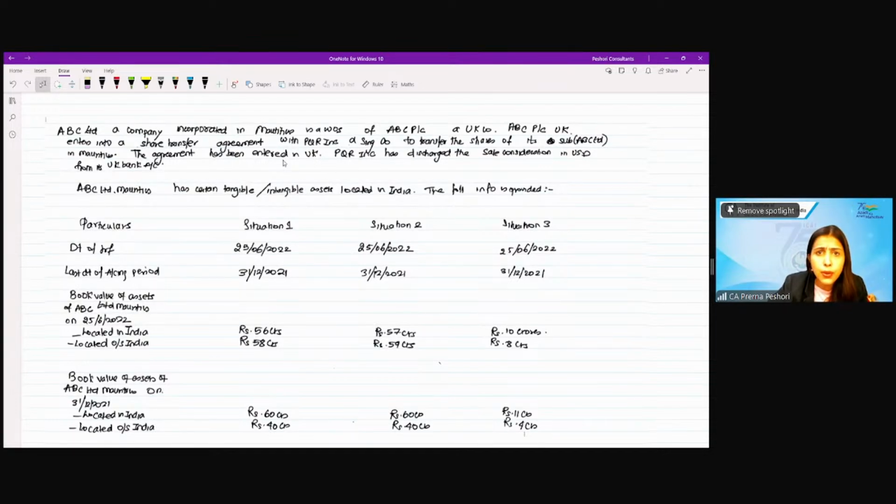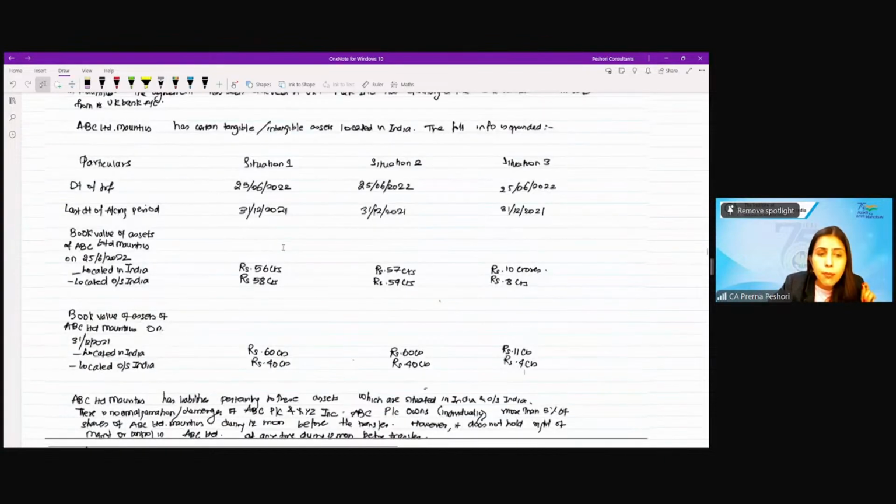Now you are required to assume over here that the Mauritius company has liabilities pertaining to these assets which are situated in India and outside India. There is no amalgamation or demerger which has taken place, and ABC PLC, which is a UK company, owns individually more than 5% of the shares of the Mauritius company. Because if it is less than 5%, what did I tell you? The indirect transfer will not get triggered because you fall under the exception.